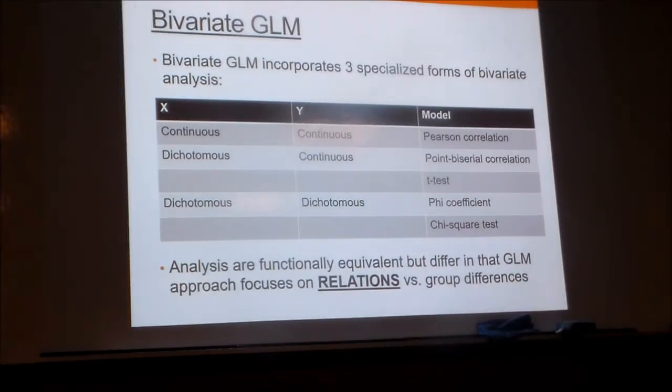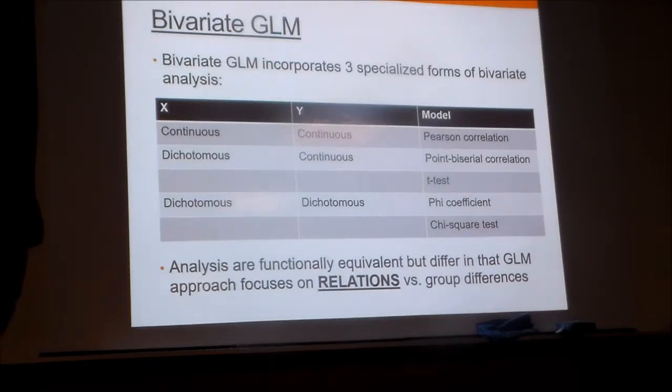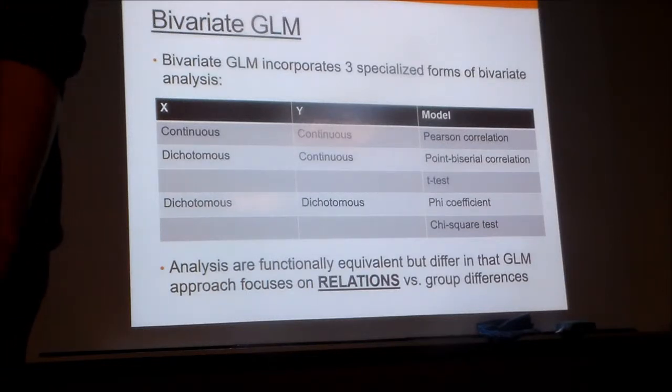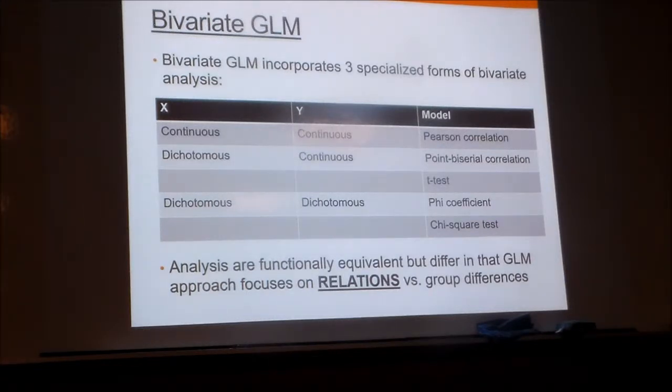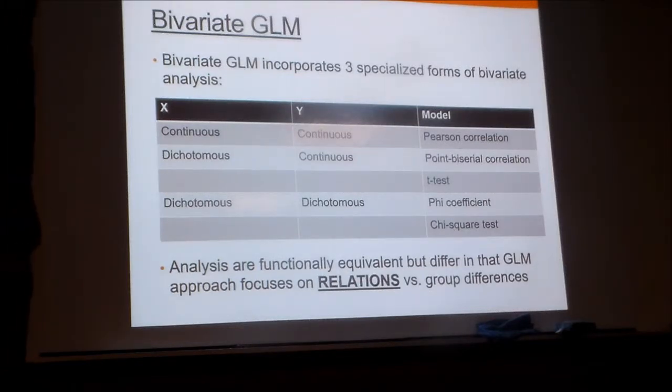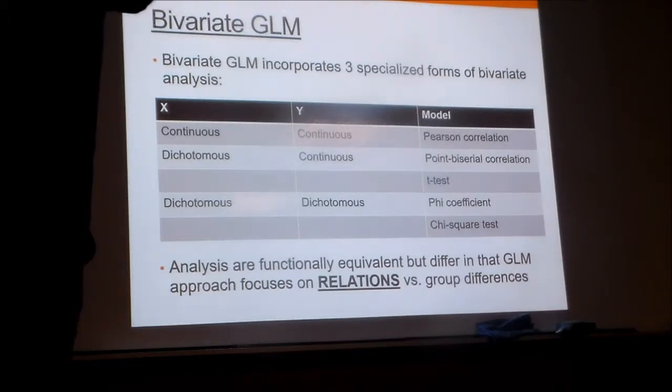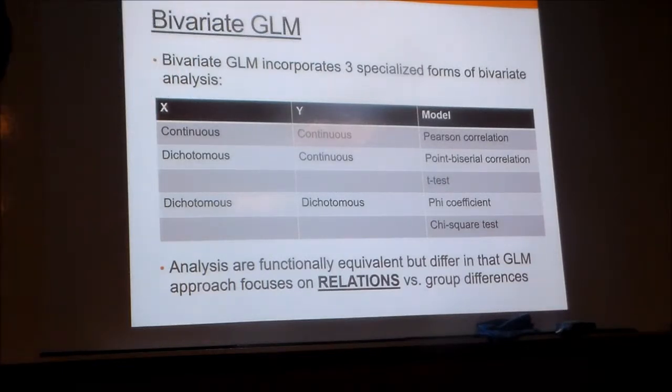Functionally equivalent. The only thing that differs with our GLM versus a t-test or a chi-square is that we're focusing on relations as opposed to group differences. With chi-square, we're talking about independence: is there a dependency between yes, no on this and yes, no on that? With our t-test, we're asking is this group different in their means from that group? Sometimes that's an appropriate way to talk about things. But know in the back of your head that we can just as easily talk about this in terms of relations as opposed to group differences.